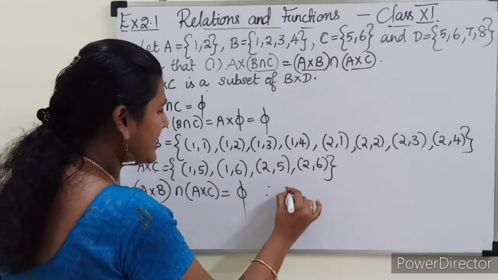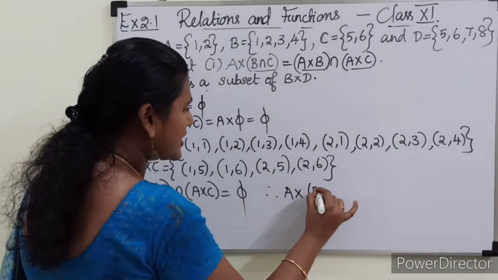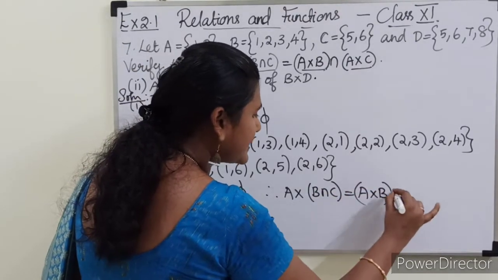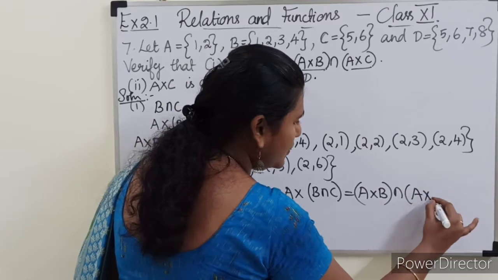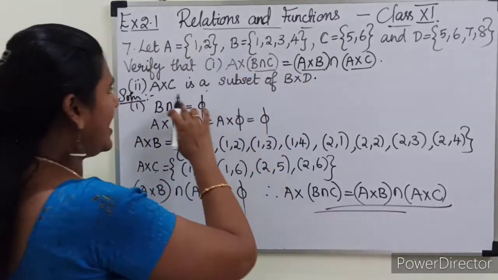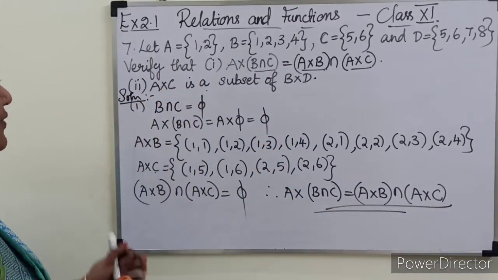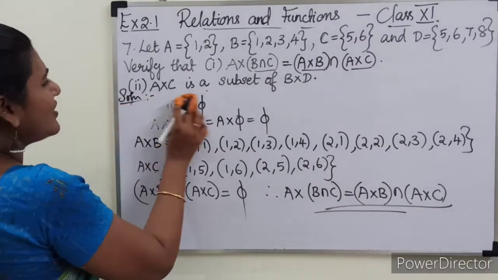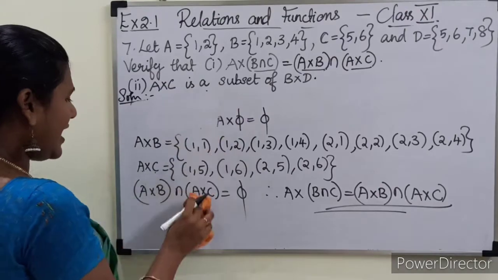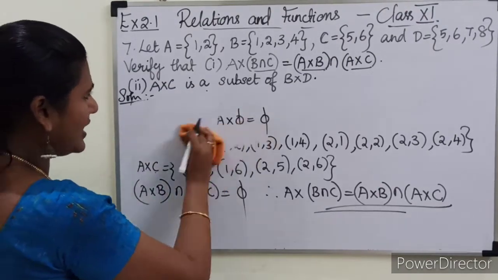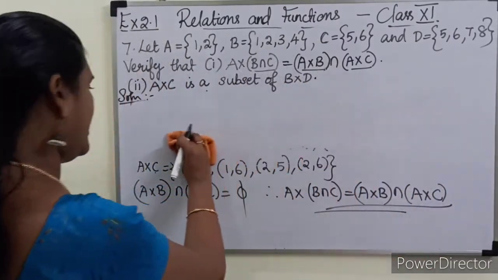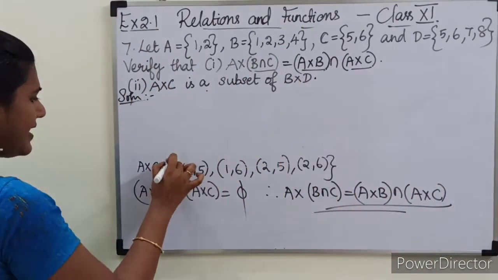Therefore we can write A cross (B intersection C) is equal to (A cross B) intersection (A cross C). So the first part we have proved. Now we have the second question. For the second one, first we have to find A cross C. We have already calculated A cross C, so we will take that set. So it is there, A cross C.